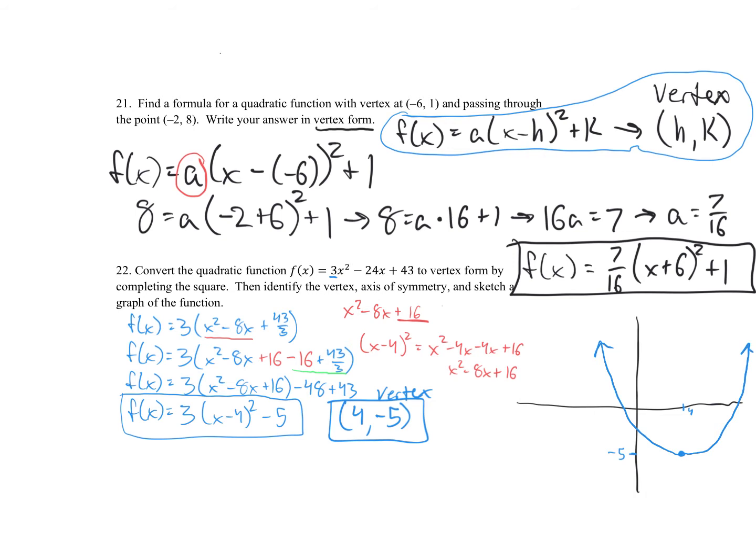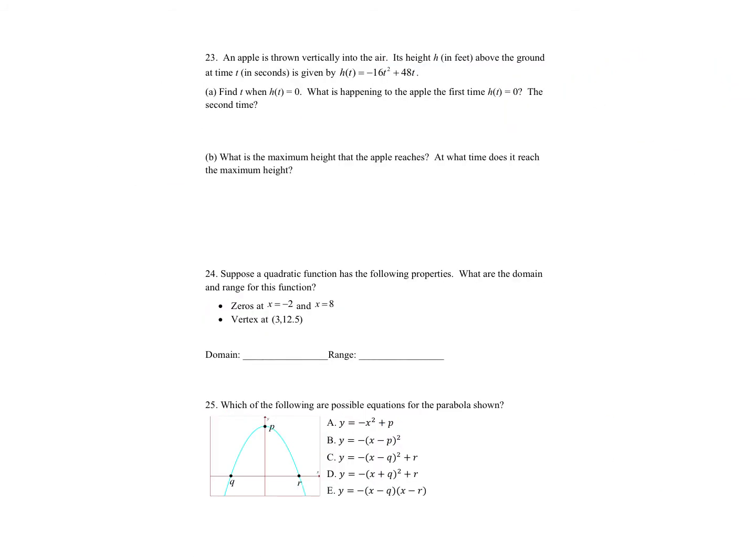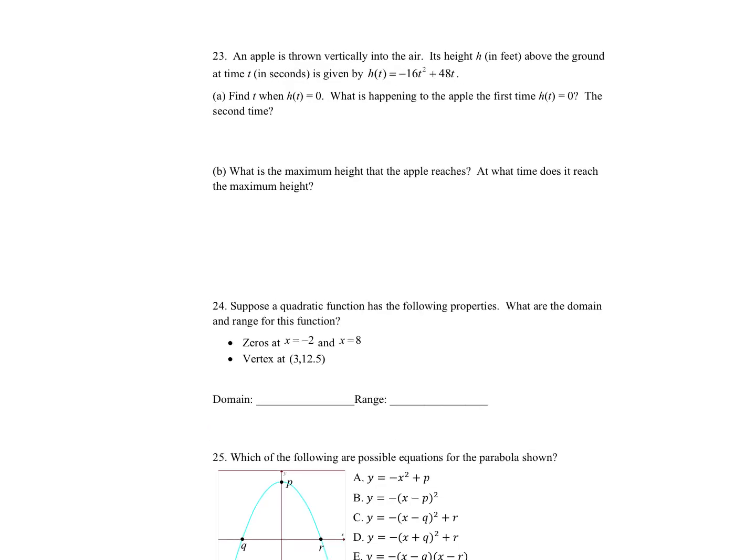So we'll see that our axis of symmetry will go right down the middle, right along 4. So our axis of symmetry can be described by x equals 4. And that is the equation of our axis of symmetry. So now we have our vertex, we have our vertex form of the function, and we also have our axis of symmetry and the graph sketch. And that completes question 22. So now we're going to move on to the next page here, onto question 23.